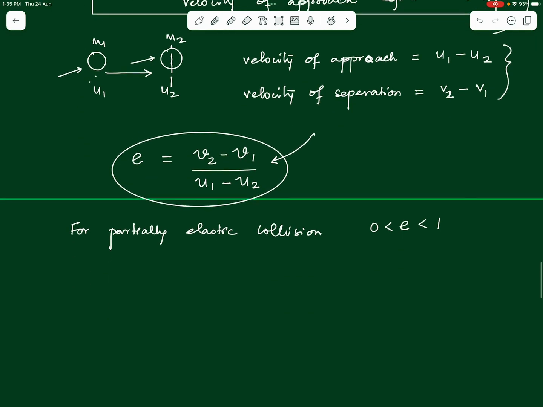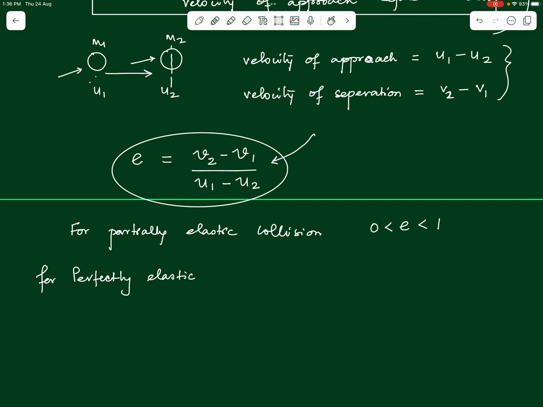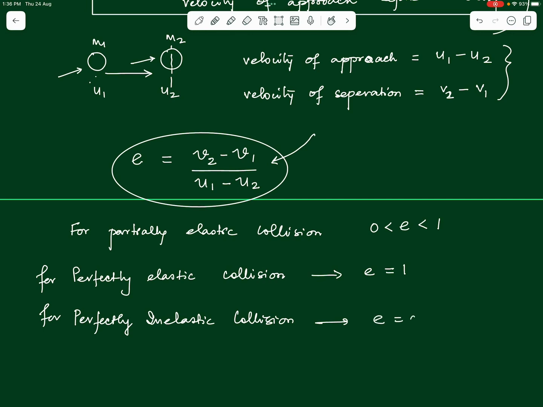Also, know that as a special case, as we have discussed, for a perfectly elastic collision, and we shall be proving this in the upcoming video where we discuss perfectly elastic collisions in detail, we can prove that E is equal to 1. Whereas for a perfectly inelastic collision, the value of E is 0.